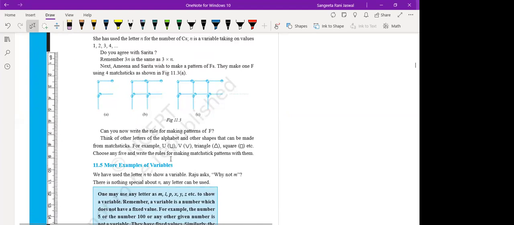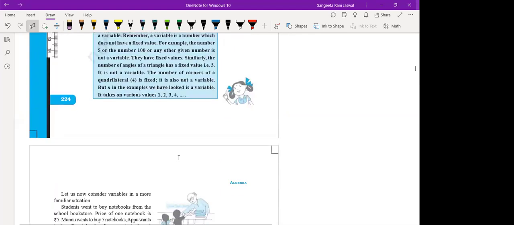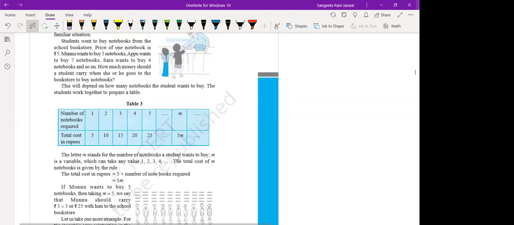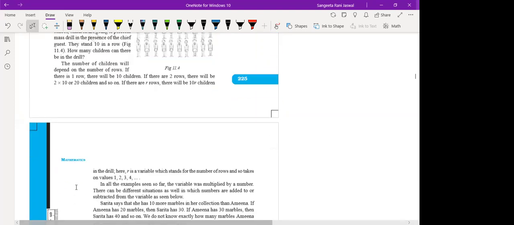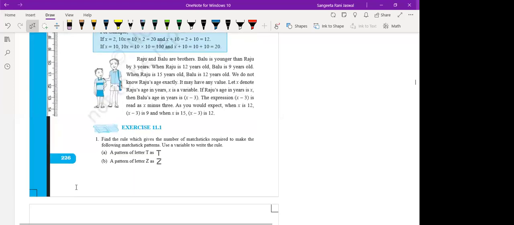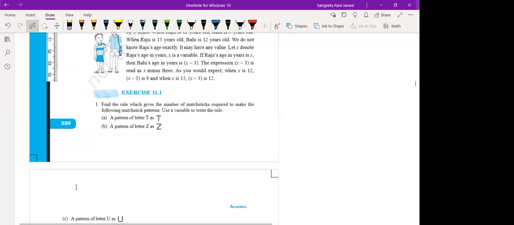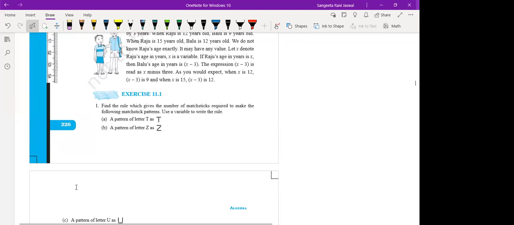Now we have different alphabetical shapes also. So to make a shape of alphabet A, suppose, how many sticks are required in this? One second, I'll show you. You have it in your exercise here. Now see. Find the rule which gives the number of matchsticks required to make the following matchstick pattern. Use the variable to write the rule.